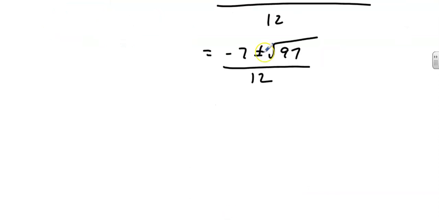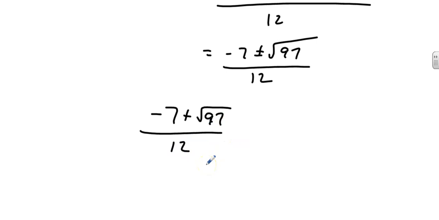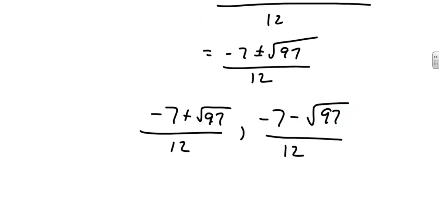And again, you do not have that plus minus button as an option, which would be nice if it was. So one answer is going to be negative 7 plus the square root of 97 over 12. The other answer is going to be negative 7 minus the square root of 97 over 12.